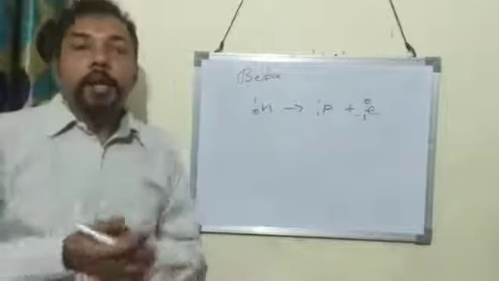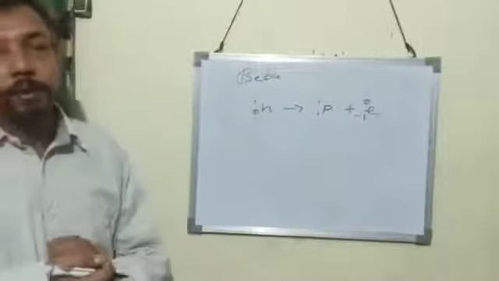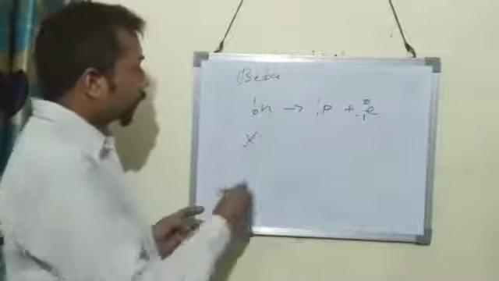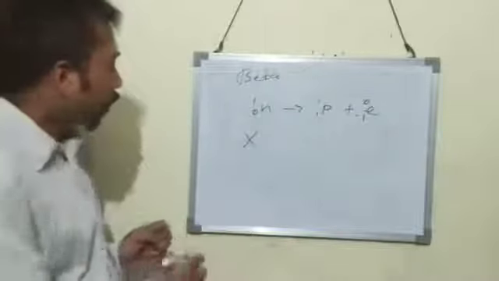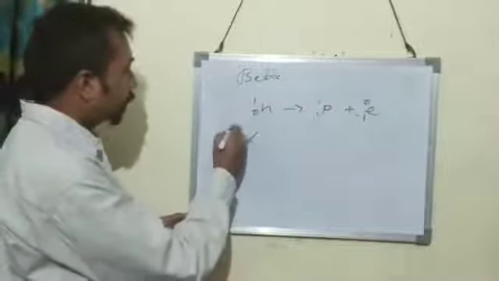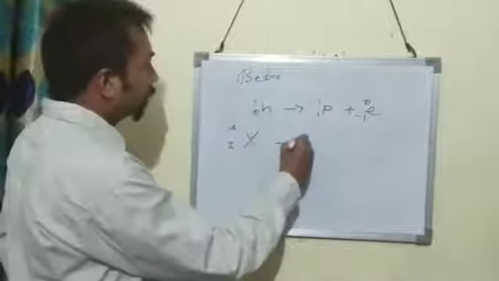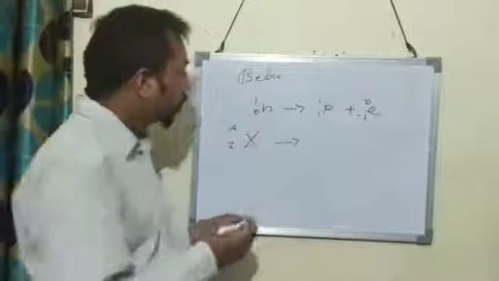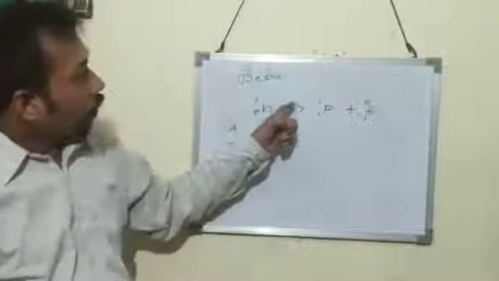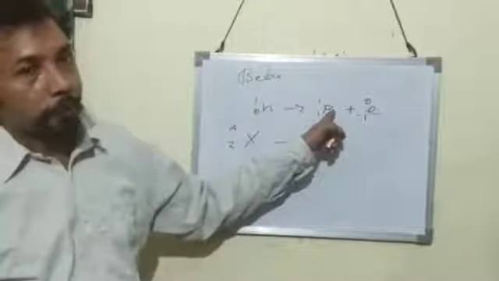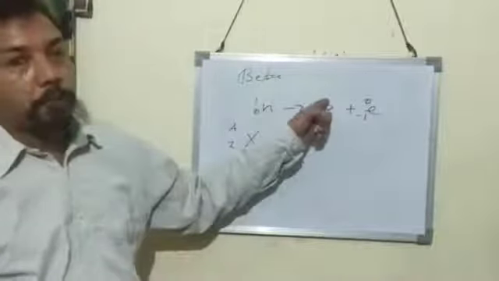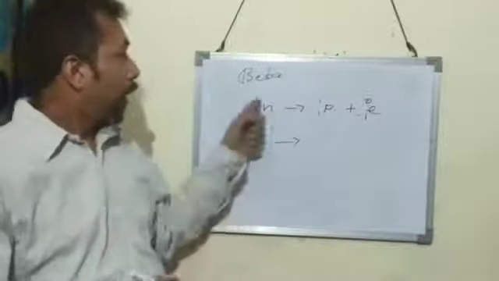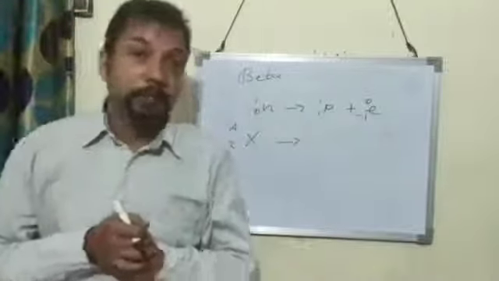Suppose we represent this beta emission with the help of an equation. Suppose X is an element whose atomic number is Z and mass number is A. It emits a beta particle. Then how do we represent it? You can see that one neutron changes to one proton. Then what will happen? The proton's number is increased by 1 and the neutron's number decreases by 1.